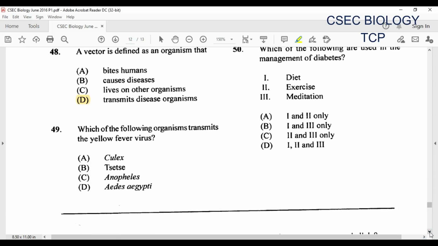Which of the following organisms transmit the yellow fever virus? Oh wow. Yellow fever. Alright, so Culex, no. Filariasis, tsetse fly, no. Anopheles, no. It's going to be the Aedes, which is responsible for yellow fever and dengue. So we go with D for 49.